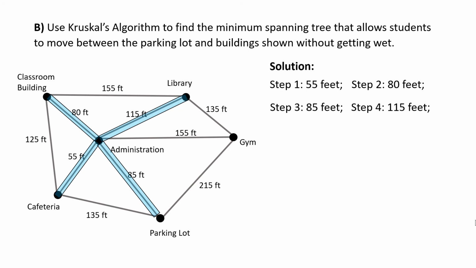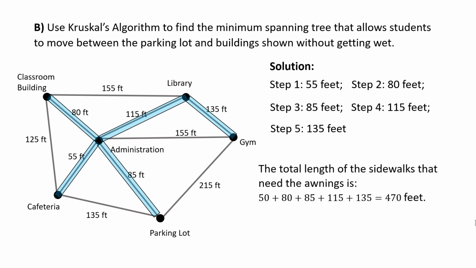And continuing in that manner, we need to get to the gym. That path is 135 feet. So step 5 is 135 feet. The total length of the sidewalks that will need the awnings is 50 feet plus 80 feet plus 85 feet plus 115 feet plus 135 feet for a total of 470 feet.